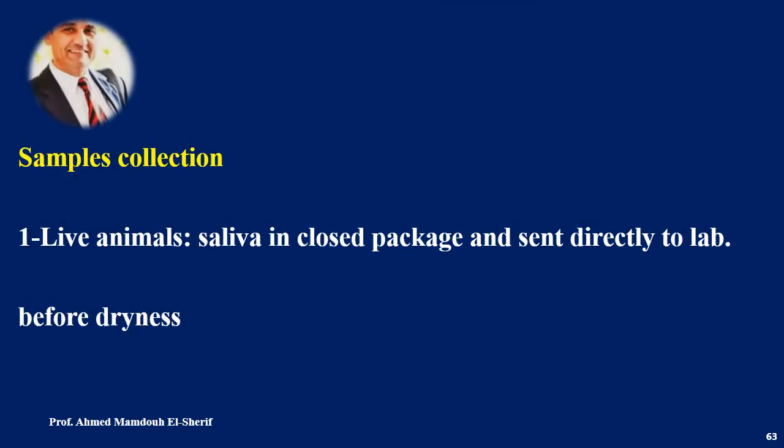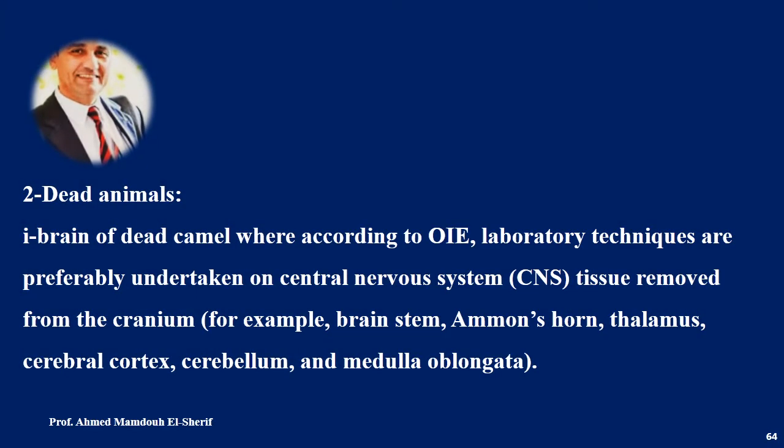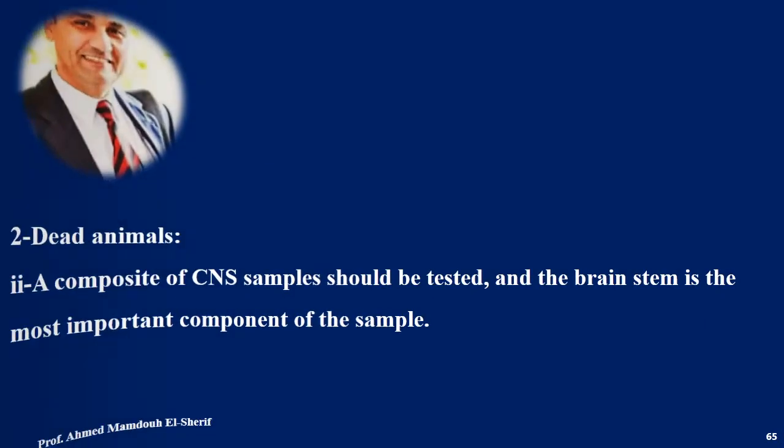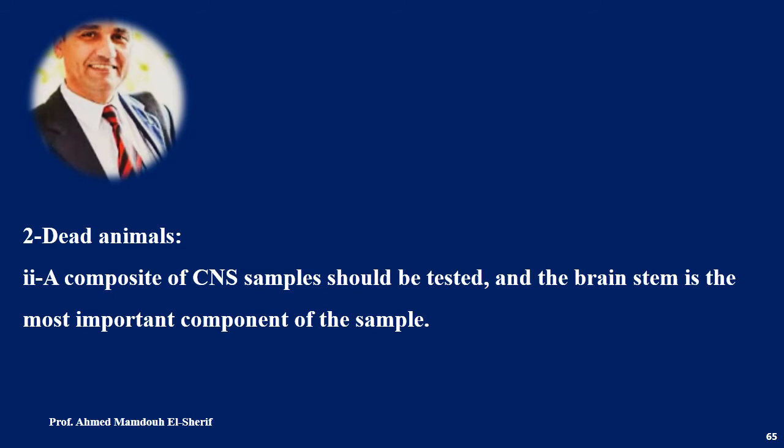Sample collection. Number 1, from live animals, saliva in a closed package and sent directly to the lab before dryness. Number 2, from dead animals, brain of the dead camel, where according to OIE, laboratory techniques are preferably undertaken on central nervous system tissue removed from the cranium, for example brainstem, Ammon's horns, thalamus, cerebral cortex, cerebellum, and medulla oblongata. From dead animals, a composite of central nervous system samples should be tested, and the brainstem is the most important component of the sample.